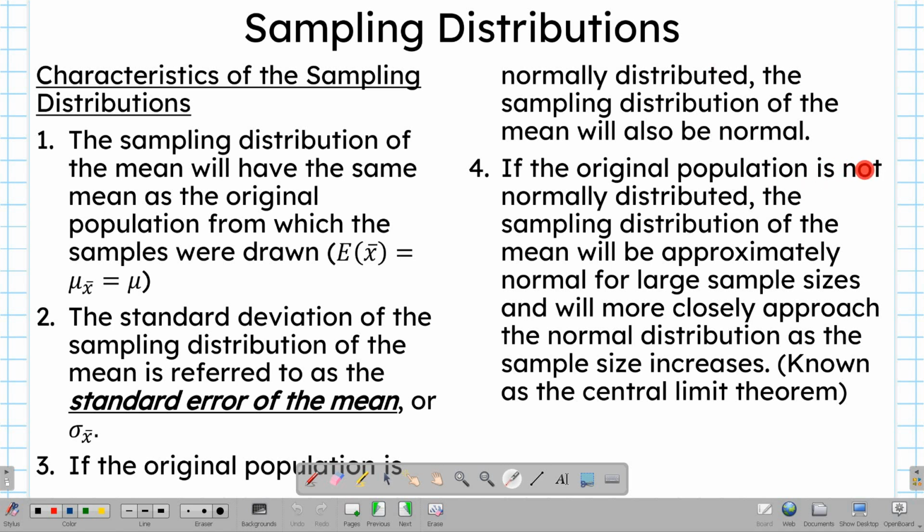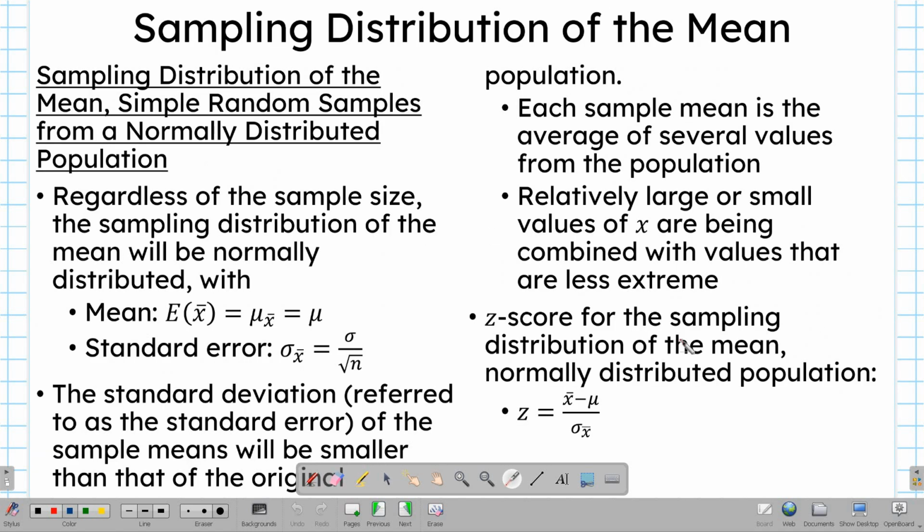Now, if the original population is not normally distributed, the sampling distribution of the mean will be approximately normal for a large sample size and will more closely approach the normal distribution as the sample size increases. And this is known as the central limit theorem, and we are going to discuss that later on.